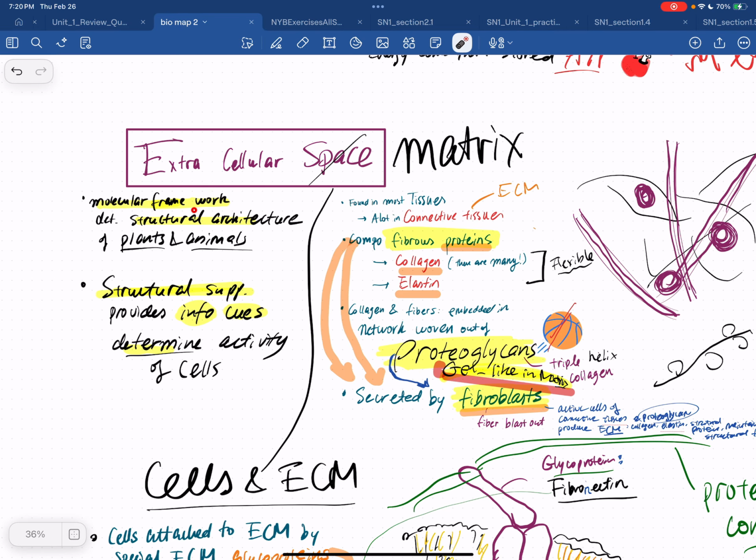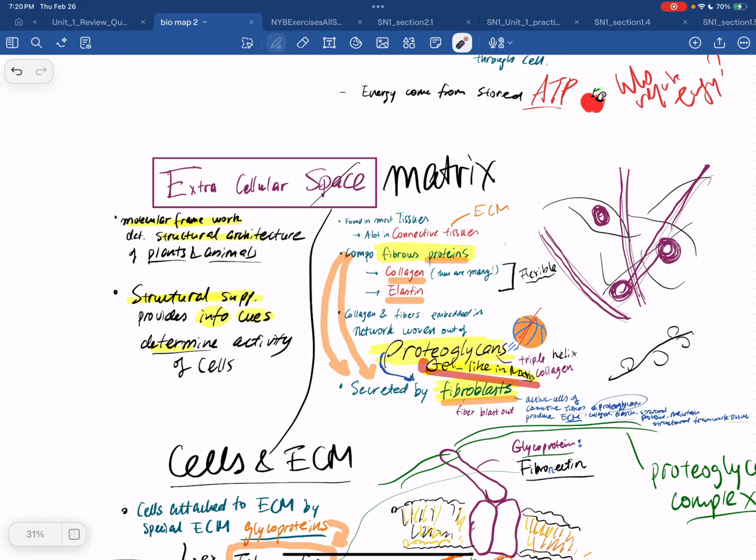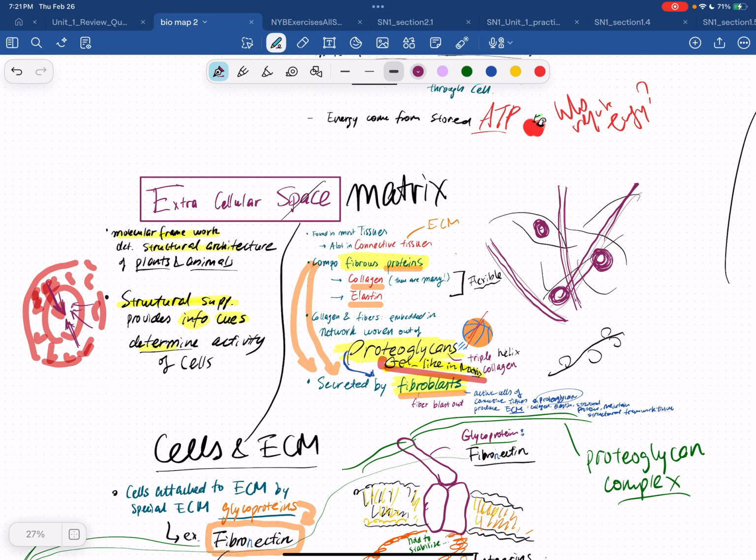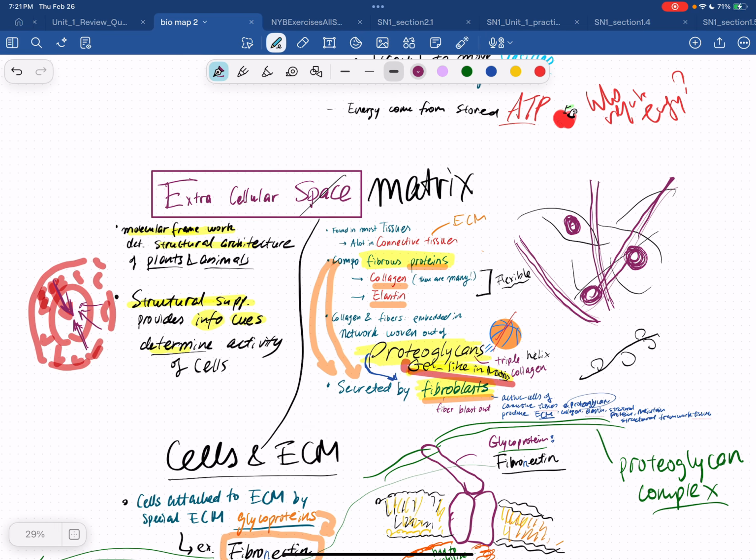There is a molecular framework, the structural architecture of plant and animal cells, called the extracellular space, and there are structural supports that provide information cues determining the activity of cells. So basically, there's cells, and there is the exterior of the cell. This is the extracellular matrix, which signals into the cell, telling it what's going on outside, which is the cue information for the cell to function.